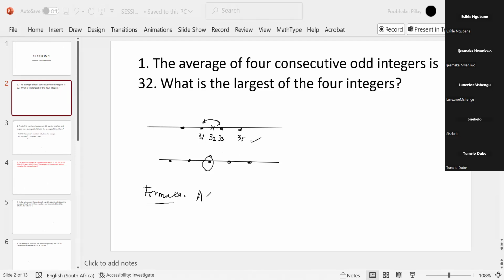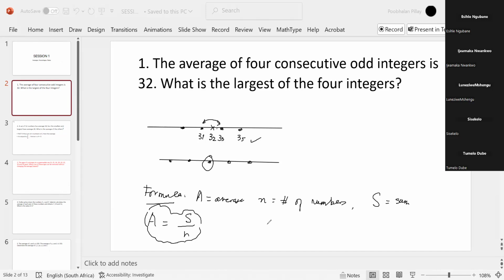If you say A is equal to the average, N is equal to the number of numbers, and S is the sum, then the formula for the average is to work out the sum and divide by the number. So this gives you a formula for the average. You have to remember: this is the average, this is the sum, that is N.